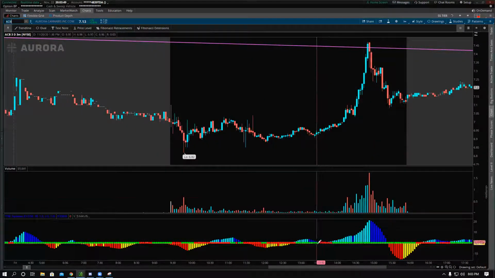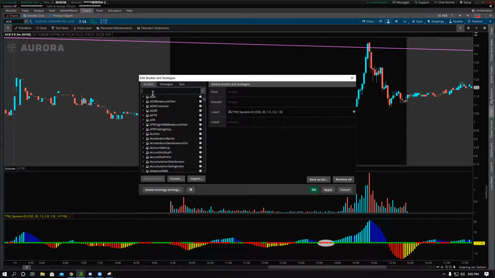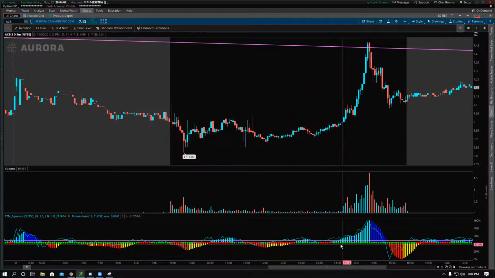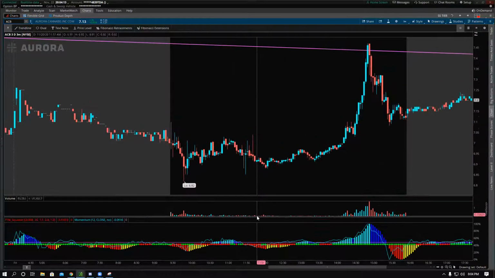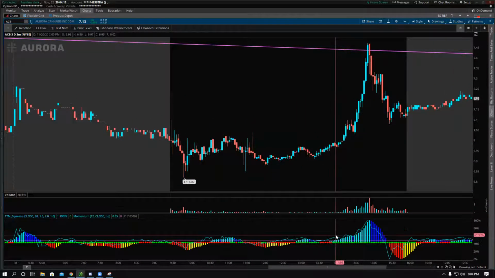Quick question: do you add the momentum to your TTM Squeeze, or do you keep that separately? I usually don't, but I think you should. I mean, I watch price action for it, but most traders do, and I think you should. I just don't use it as much, but I think it's very good to have. It's like an extra set of eyes, basically.